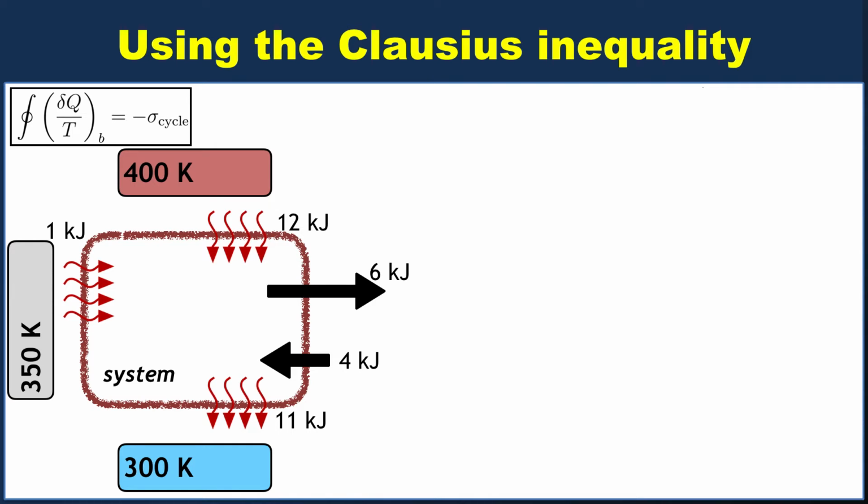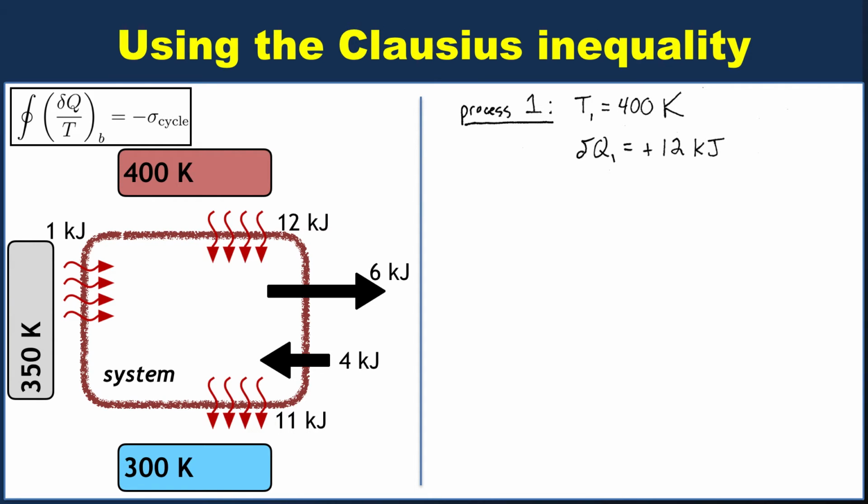Okay, I'm going to label the process involving the reservoir at 400 K as process 1. So process 1 has a temperature of 400 Kelvin. The heat transfer associated with that is 12 kilojoules, and we know that it must be 12 kilojoules into the system given the direction of the arrows. So if you remember from the fact that delta E total equals Q minus W, that tells us that we're transferring heat into the system, so Q must be positive. I'm going to label this heat transfer delta Q1 equals positive 12 kilojoules.